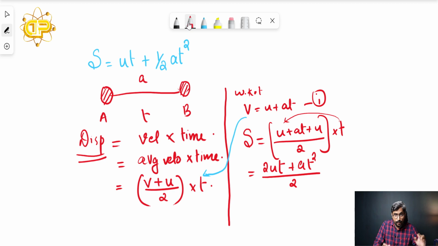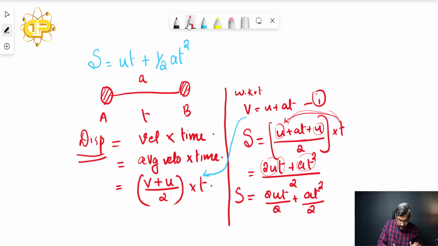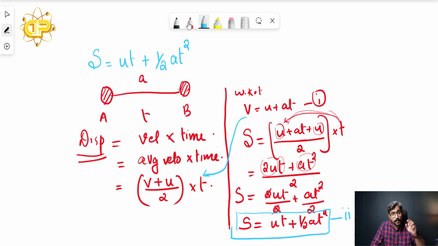Just clearly see that, pause the video and go through that equation. I'm just taking 2u, that is u plus u, and I'm operating this t inside, so 2ut, and one at is there, and operating this t gives at square, divided by 2, as 2 is common for both the terms. Now dividing the terms, 2ut by 2 plus at square by 2, that is s. Then you will get s is equal to ut plus half at square. I hope that you got the point.